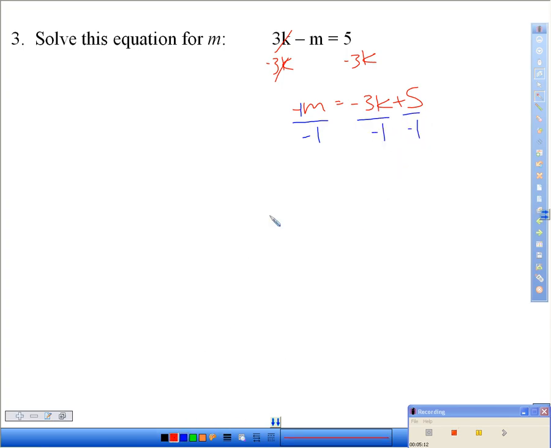So once we've done that, the negative 1 divided by itself cancels, just giving us m. And then on the right-hand side, negative 3 divided by negative 1 is positive 3, so 3k. And then 5 divided by negative 1 is negative 5. So instead of having plus 5, now we have minus 5. Again, since we have negative 5, I'm just going to write that as minus 5.